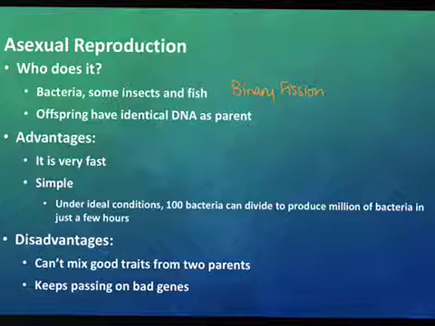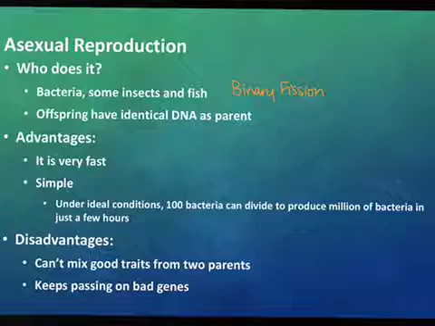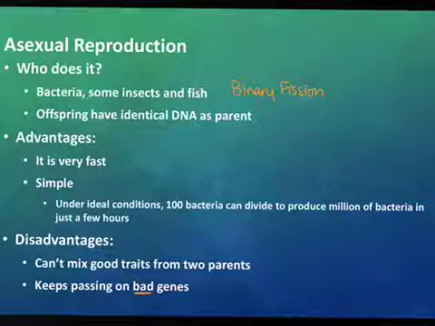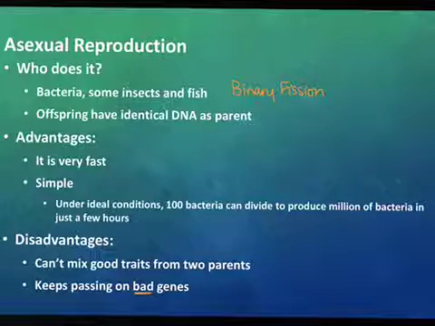So there are a couple disadvantages to asexual reproduction, and one of those disadvantages is that the genes or good traits from two parents won't and can't be mixed, and so this allows for bad genes or genes that are harmful to a species to keep getting passed on to each following generation.